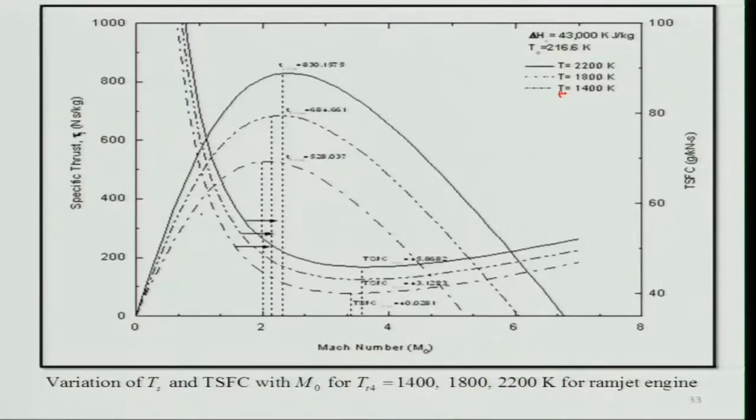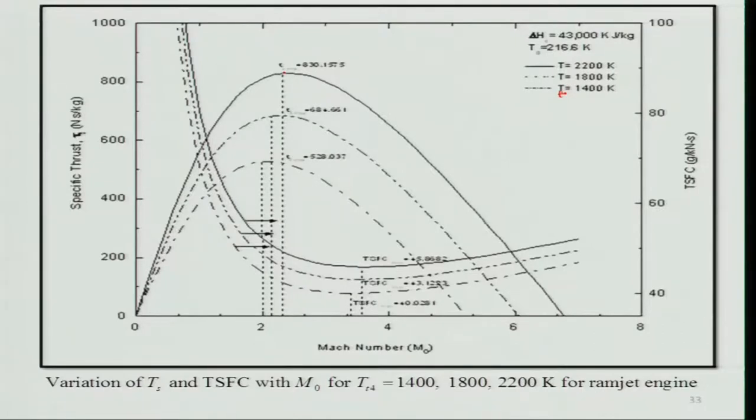If I increase this temperature to 1800 Kelvin, you will get similar features, almost like it is increasing and decreasing, but its peak value has increased from the lower temperature to the higher temperature, and also the peak specific thrust occurs at a little higher Mach number. And similarly, when you go to 2200 Kelvin, you will have a similar trend, only there is a little shift in the maximum specific thrust to a little higher Mach number, right?